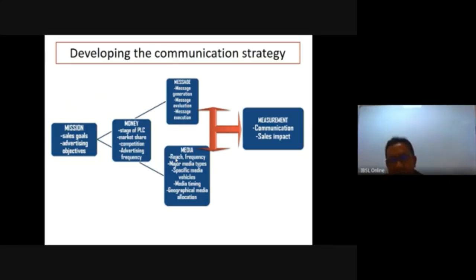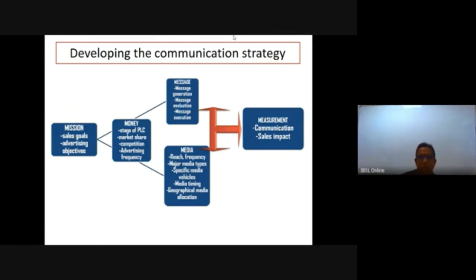through different media. Frequency is how often you advertise, weekly or monthly, how often the potential customer can see your message through the media, through television, radio or whatever. Major media types are TV, radio, and print. Specific media vehicles can be anything, like magazines, certain specific channels, specific newspapers, or other specific methods. Media timing is how you schedule your media plan, the dates and the period and so on.